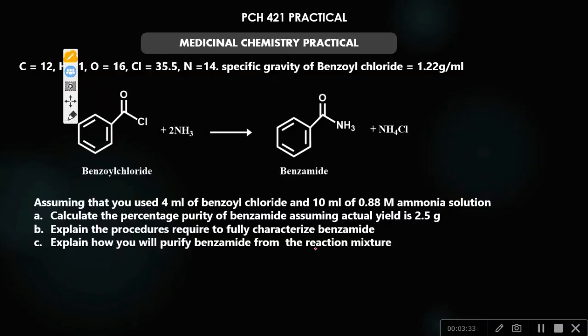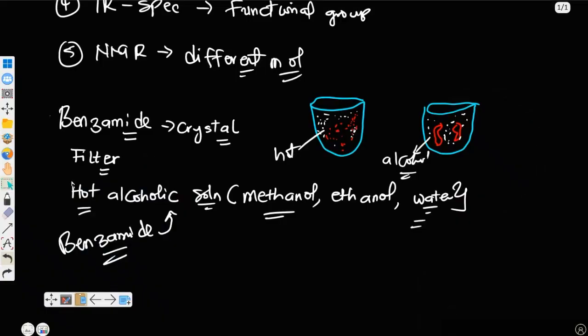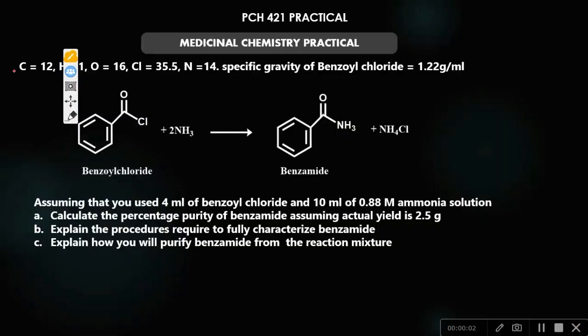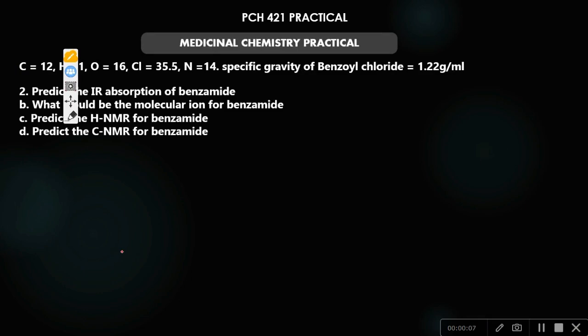Explain how you purify benzamide from the reaction mixture by recrystallization with what? Aqueous ethanol, or you say methanol, whichever one you use. All right. The next questions are actually spectroscopic questions. Spectroscopy. The next question says predict the IR absorption of benzamide. Now, what is the structure of benzamide and how can you predict the IR absorption? You just predict. You may not really draw the spectrum.